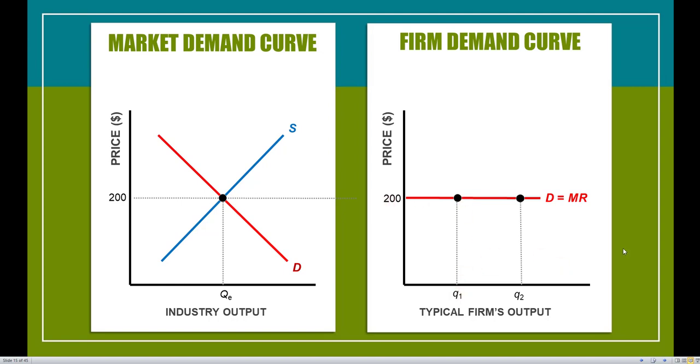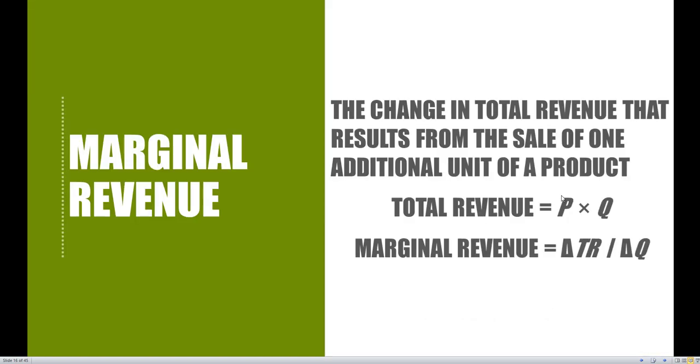And in order to tie in the third and final point, we want to introduce the concept of MR right here, so marginal revenue. So what does marginal revenue mean for us? It's just the additional revenue that the firm is going to get by selling one more unit of this good. So formally, it's a change in total revenue that results from the sale of one additional unit of a product. Remember that total revenue is price times quantity, and marginal revenue is going to be the change in total revenue divided by the change in quantity.